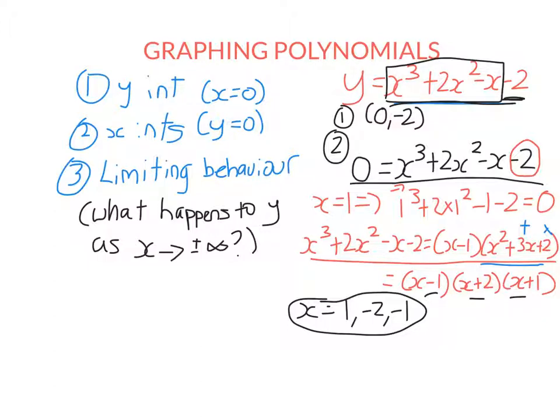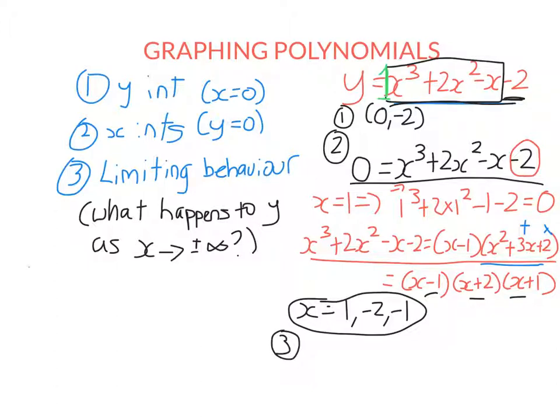So now I'm going to look at step 3, the limiting behavior. What happens to y as x approaches positive or negative infinity? Well, it turns out that's determined entirely by the leading coefficient. So in this case, the leading coefficient is 1. It is positive.